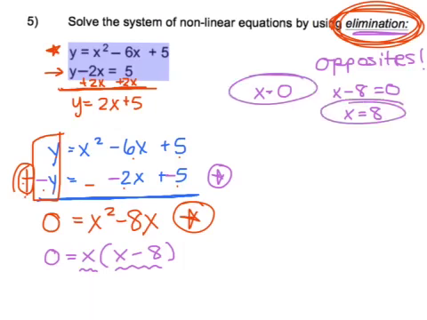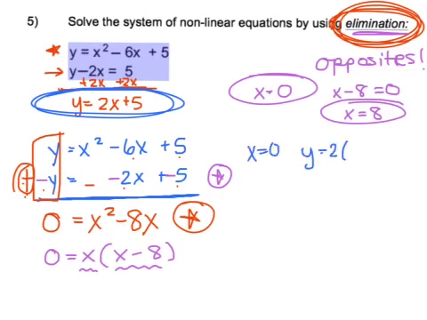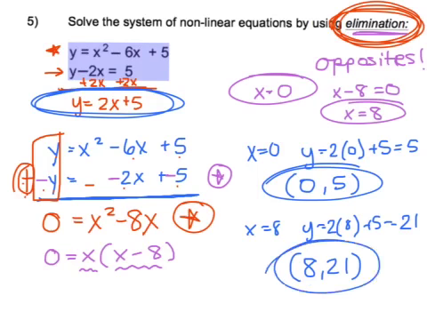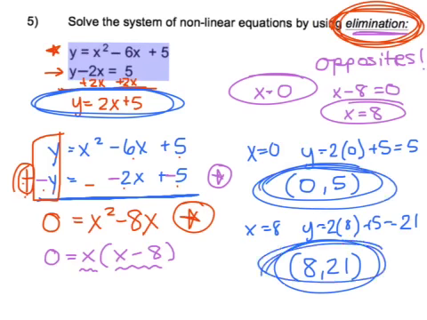So we have our two x values. Now we must find our y's. You can use any equation you want, and I'm actually going to use this red one that I had created. So if x equals 0, y equals 2 times 0 plus 5, or 5. So I have the point 0, 5. Next, when x equals 8, y equals 2 times 8 plus 5, which gives me 21. And so I have the point 8, 21. And here are my two solutions. Double check them back in your equations, make sure they make true statements, and you're done.